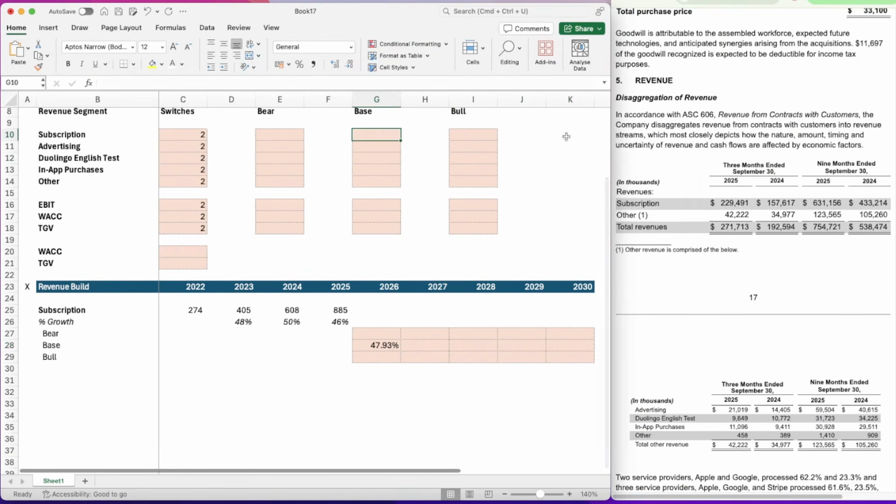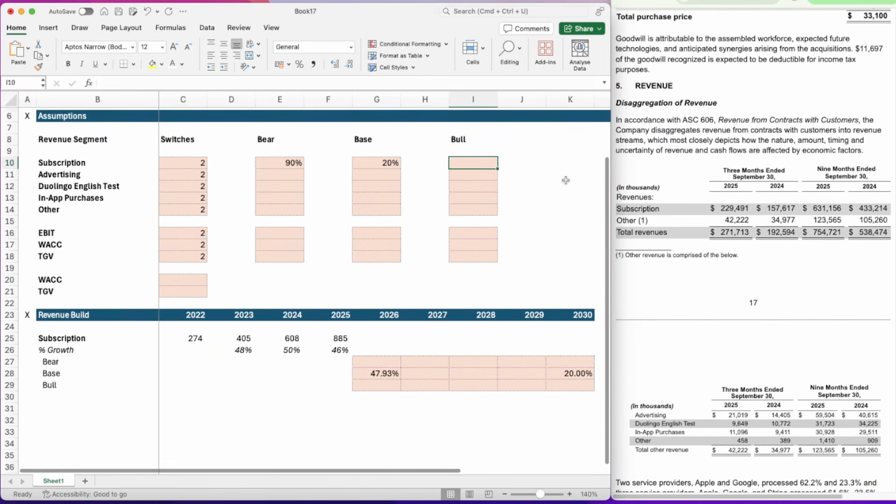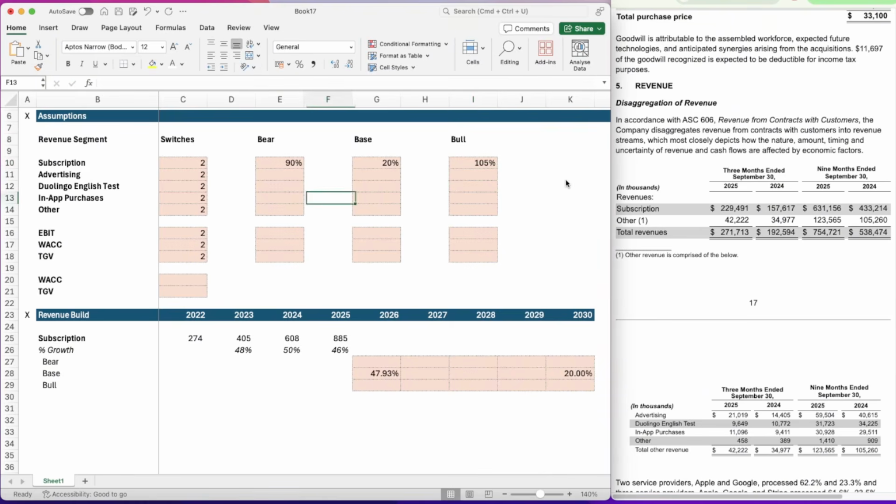And it probably, in 2030, let's say it goes to 20%, equals G10. And I think a bear case for this could be 90% of that, 90% of this 20%. And the bull case would be, I think, 105%.